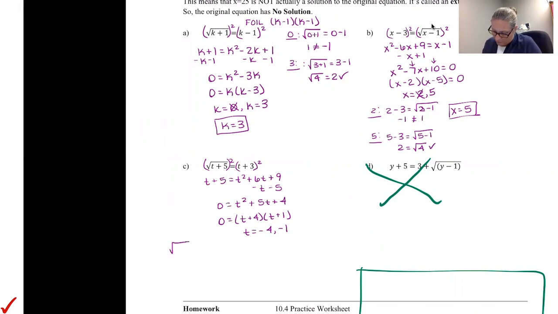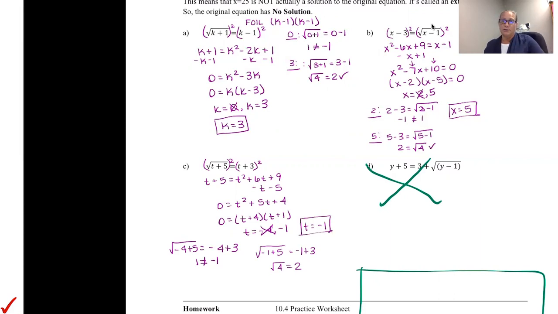So I have the square root of negative 4 plus 5 equals negative 4 plus 3. 1 does not equal negative 1, so negative 4 is an extraneous solution. Negative 1 plus 5 as the radicand is equal to negative 1 plus 3. The square root of 4 is equal to 2, a true statement, so t is equal to negative 1.